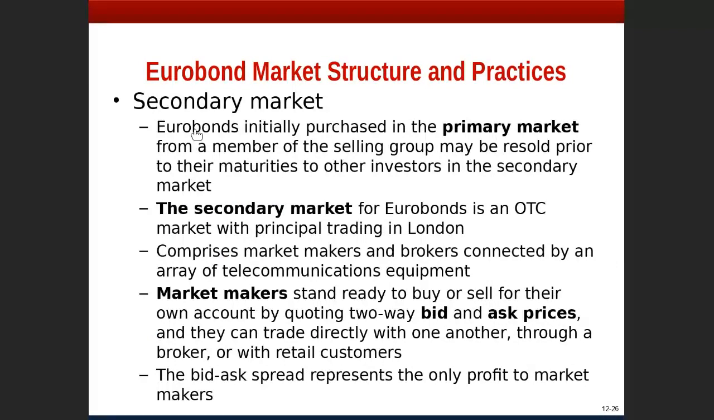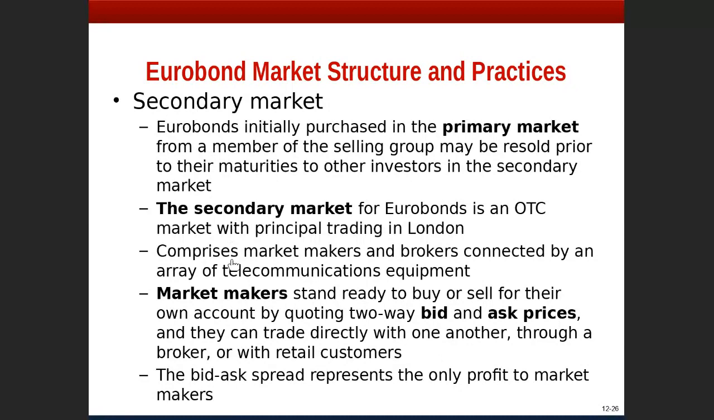Now, the secondary market is where those bonds that were issued in the primary market end up exchanging hands. Eurobonds initially purchased in the primary market from a member of the selling group may be resold prior to their maturities to other investors in the secondary market. The secondary market for Eurobonds is an over-the-counter market, with the principal trading room located in London.